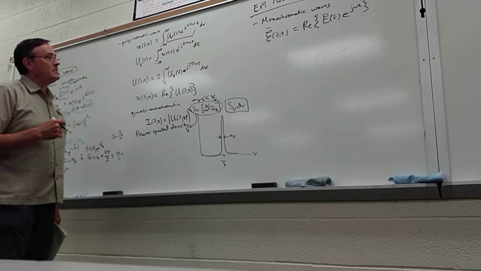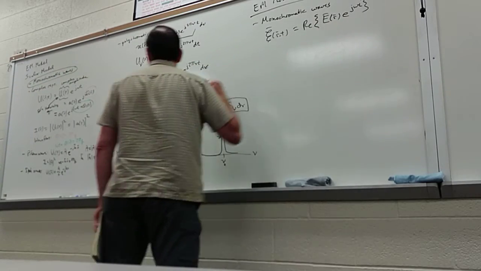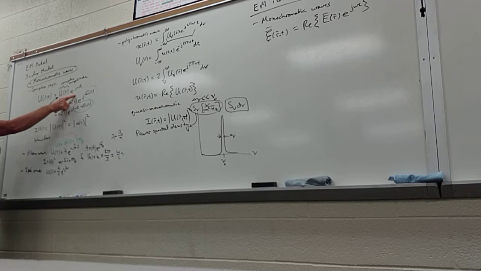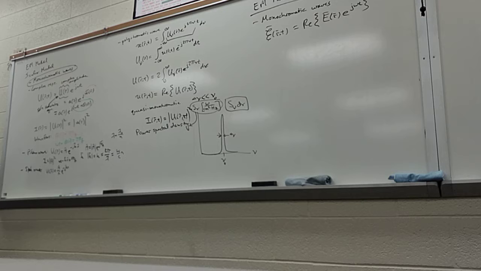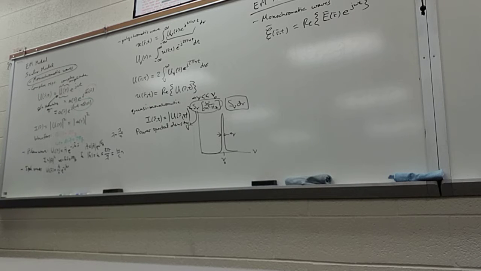So if we look at this over here and compare it to this over here, what's the difference? The complex amplitude is different, and it's different how? It's a vector. Oh, yeah. Yeah, this is scalar, that's a vector.